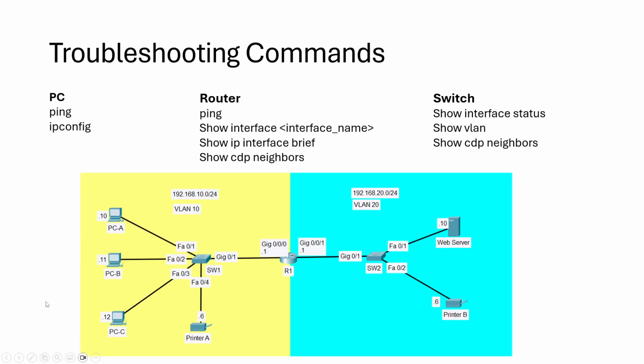So some of the basic troubleshooting commands for a PC include ping and ipconfig. For a router we're going to talk about ping, show interface followed by the interface name, show IP interface brief, and show CDP neighbors. And some of the switch commands we'll be using are show interface status, show VLAN, and show CDP neighbors.